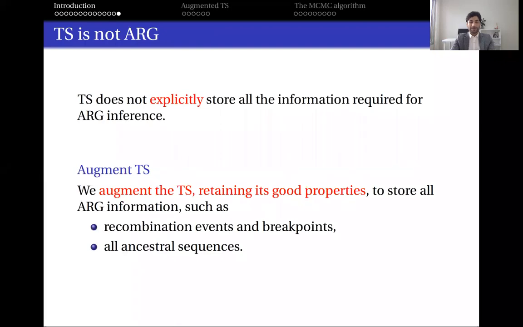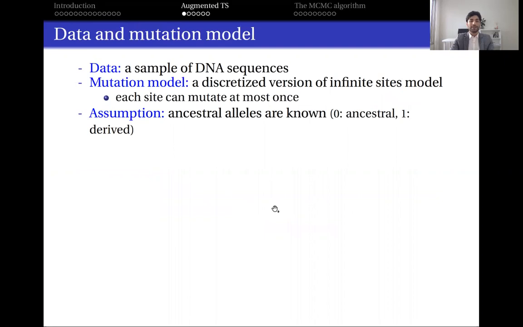First, we realized that TS is actually not an ARG. It does not include all the information we require for ARG inference. So we came up with a new idea and designed a new data structure, an augmented TS, retaining all its good properties to store all the information we need. That is, for example, we need recombination events and breakpoints, all the ancestral sequences, and so on. The data structure is called Augmented TS, or ATS, and I'll explain after this slide.